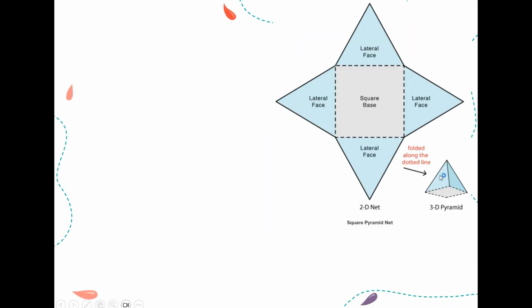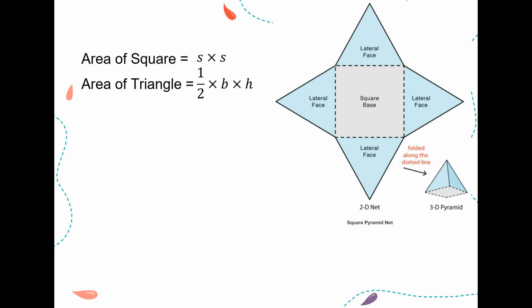If I unfold this square base pyramid, it will be just like this. I have a square base and I have 4 lateral faces. Each one of them will be what? Will be a triangle. So how can I find the surface area? First of all, let's remember, what is the area of the square? Yes, the area of the square will be side times itself or side square. And what about the area of triangle? We just talked about it. Yes, half times base times height.